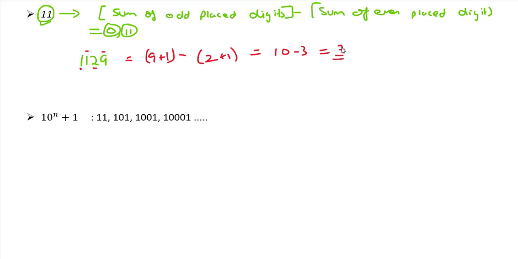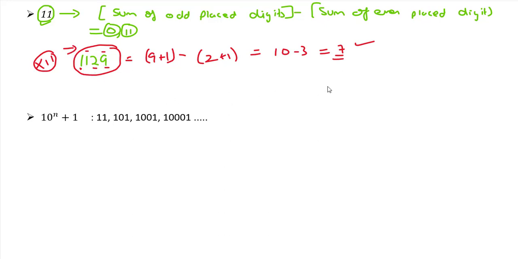Since it is neither 0 nor 11, we can say that this number 1129 is not divisible by 11. So the remainder in that case will be equal to 7. Remember, you have to start counting from the right hand side. You cannot count from this side, okay, it will give you a wrong answer.